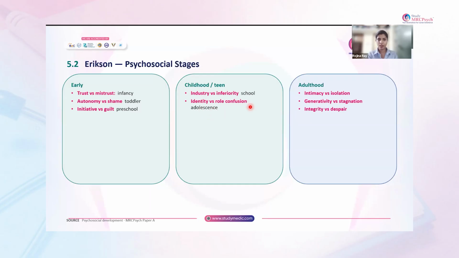So, identity versus role confusion in adolescence. In middle adulthood, the focus is generativity versus stagnation, and the virtue is care. And the late adulthood involves a retrospective view of one's life, leading to ego integrity versus ego despair. So let's try to see the stages one by one.